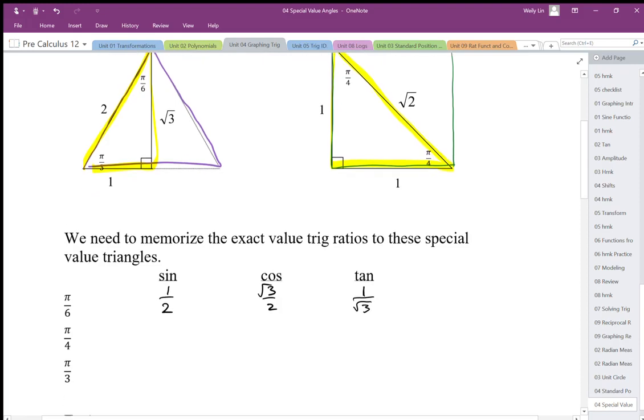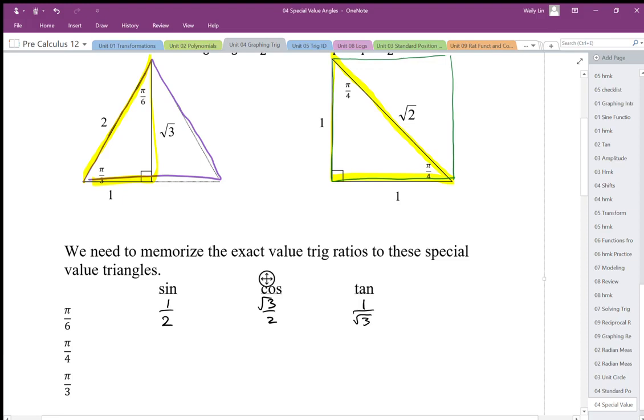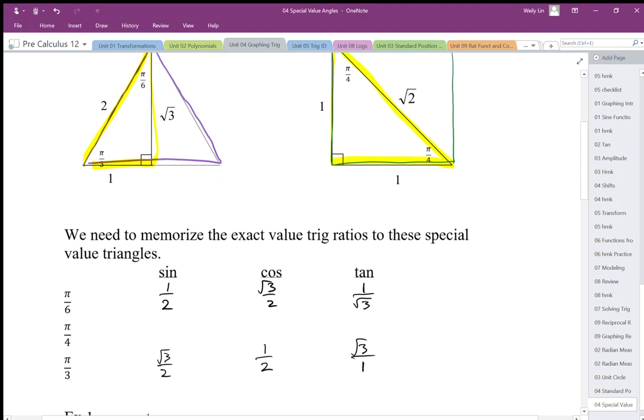For pi over 3, the 60-degree angle, the sine is going to be the opposite. So it's going to be root 3 over 2. So instead of the adjacent side, that's now the opposite side of that angle. So these two actually match. So cosine of pi over 3 is going to be the same as the sine of pi over 6. And then the slope is just going to be, instead of opposite over adjacent, this opposite over this adjacent. So it's going to be root 3 over 1, or just root 3.